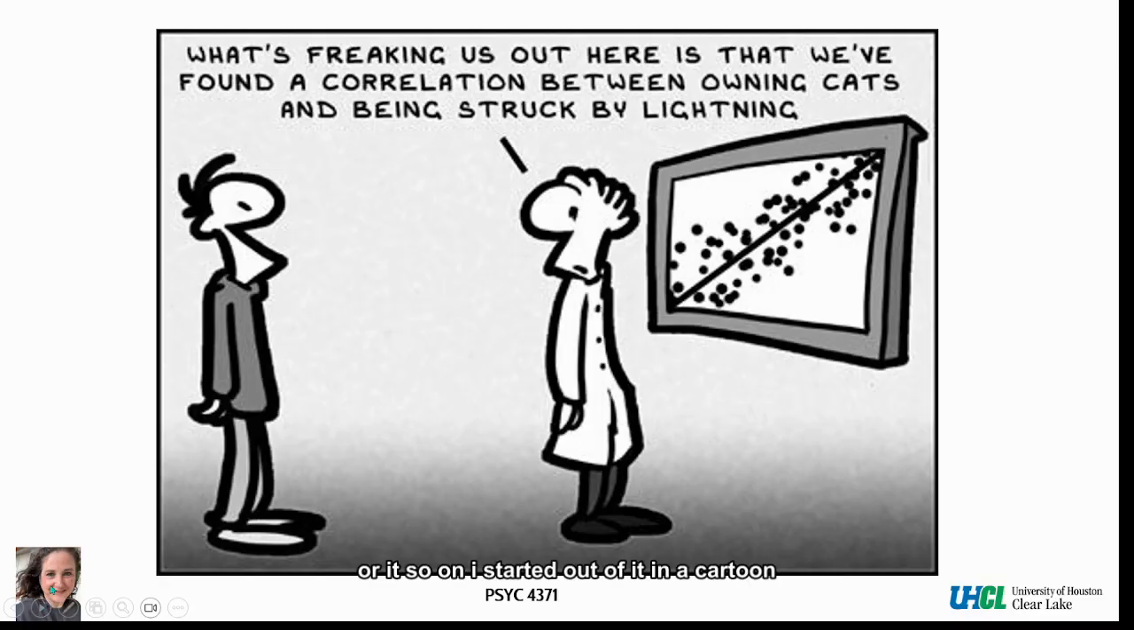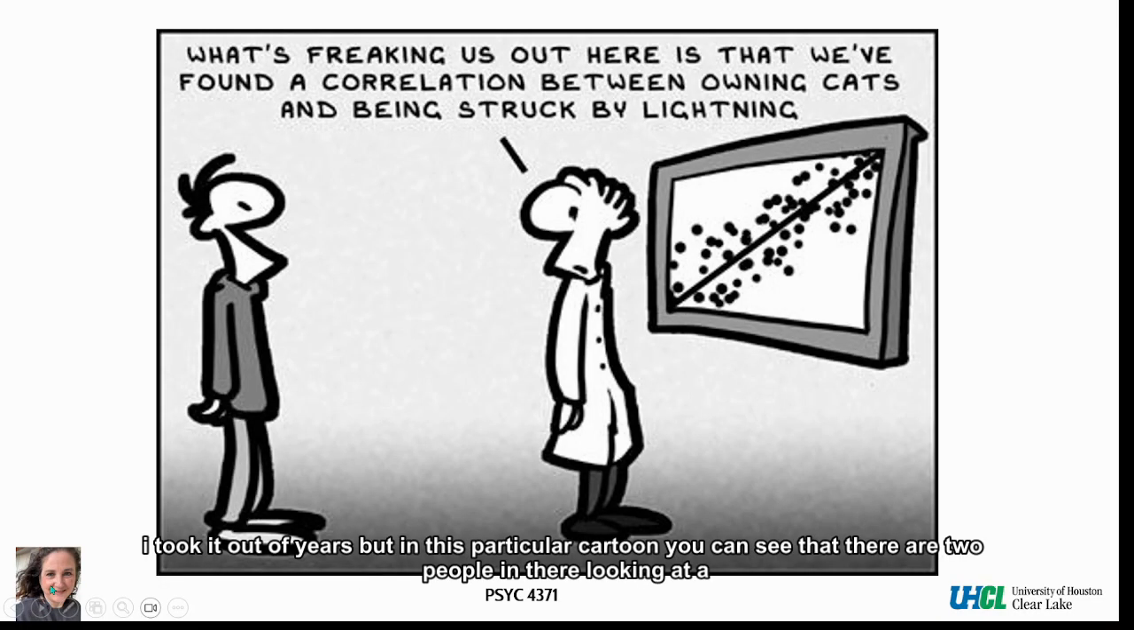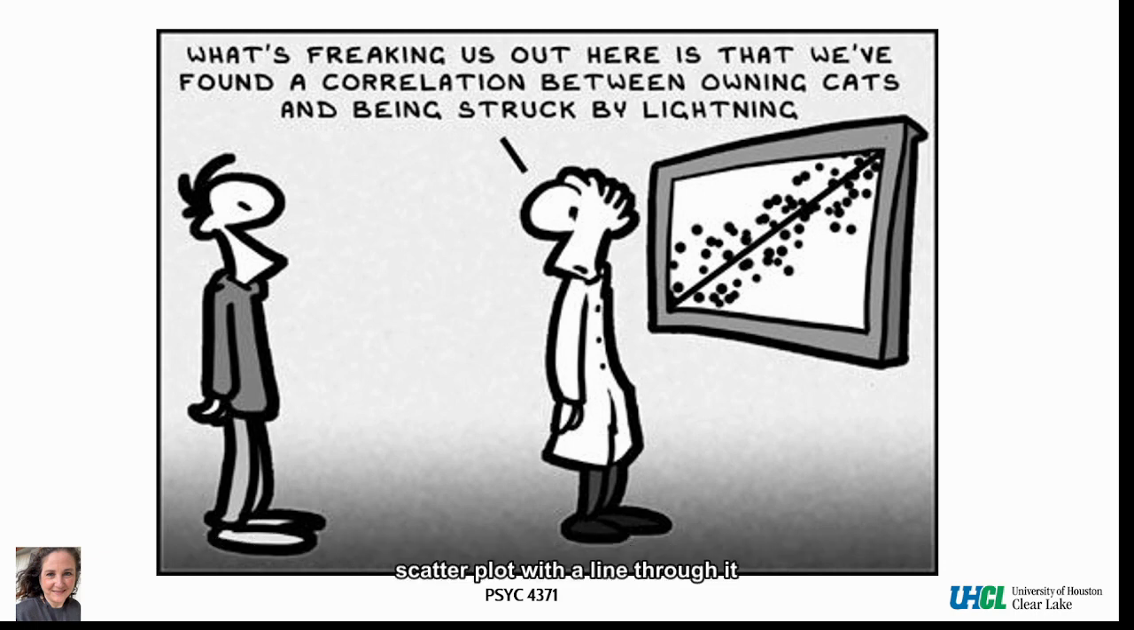All right, so I started out by putting a cartoon. I took it out of yours, but in this particular cartoon, you can see that there are two people and they're looking at a scatter plot with a line through it. And they're commenting that they're freaking out because they found a correlation between owning cats and being struck by lightning.